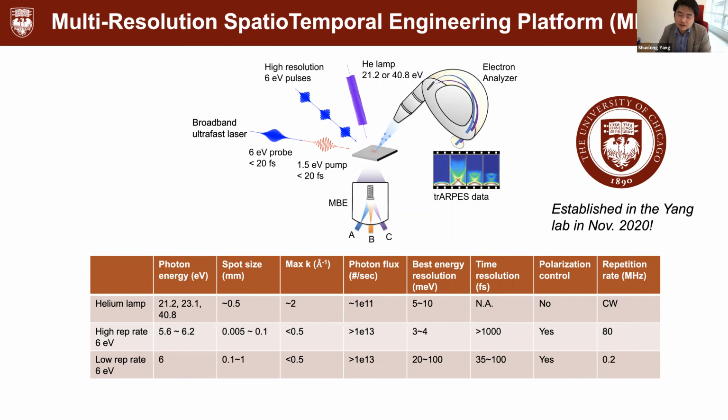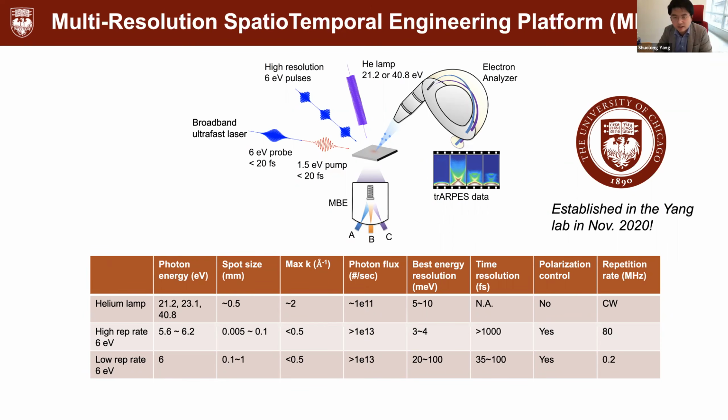So ARPES basically has three key ingredients. You have to have a sample, you have to have an ARPES electron analyzer, and then you have to have light sources. The sample is given by our MBE chamber, which you can tune the materials for sure. The analyzer is basically given in our lab. There's not so much you could do with analyzer, except that our analyzer is pretty powerful.